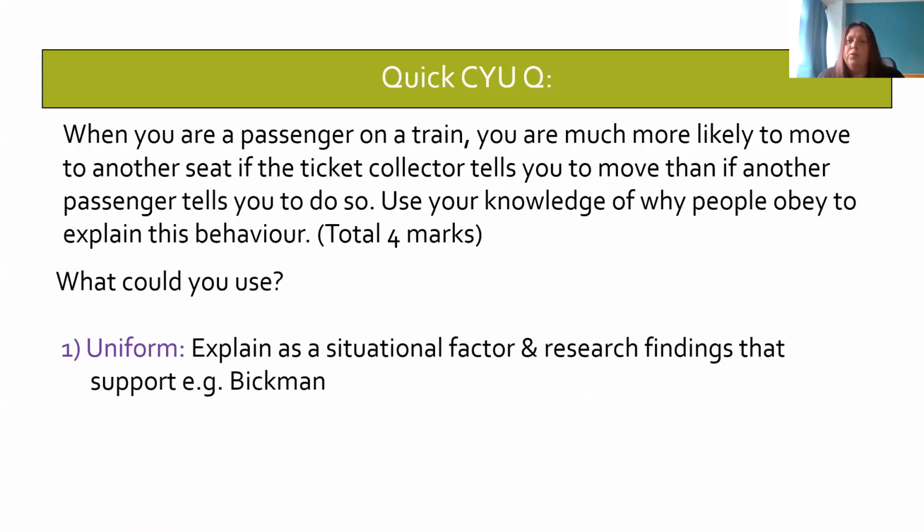So thinking about the situational factors that we've just looked at, you could use them. Thinking about uniform, we could apply uniform firstly and explain how this is a situational factor and talk through some of those research findings. So what is meant by uniform? Here the ticket collector obviously wears a uniform, and this of course would encourage more people, or influence them, to perhaps be more obedient.